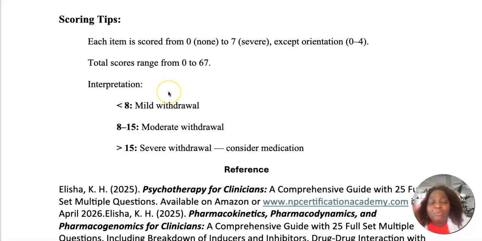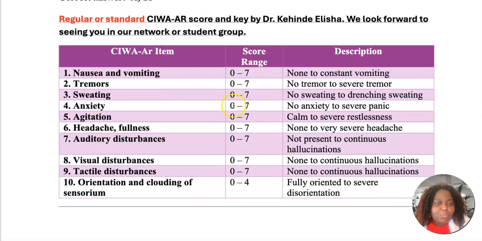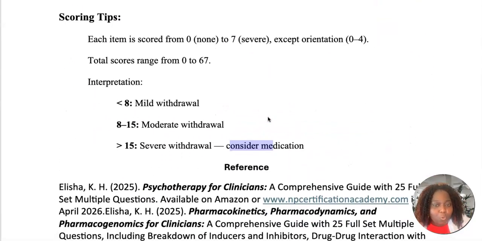So you will total your scores and come up with, okay, the patient's score was less than 8, then that will be a mild withdrawal. If the patient was from 8 to 15, that will be a moderate withdrawal. If the patient's score was more than 15, then that will be a severe withdrawal. And then you're going to consider medication. So you don't treat with the scale. You administer the scale, and then it takes you to the score.